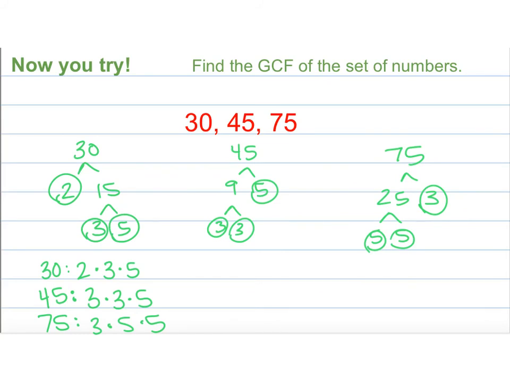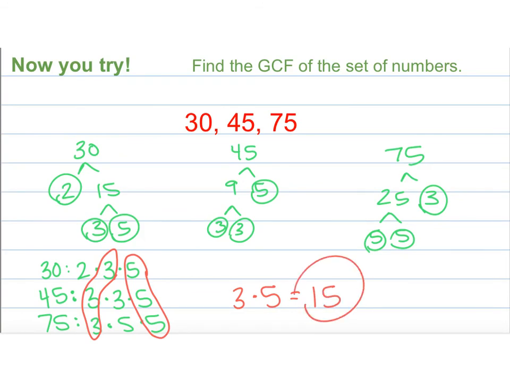Again, look for the pairs, the numbers that they have in common. So I see they have a 5 here, and then they all have a 3 in common as well. And that looks like it. So I would go 3 times 5, which equals 15. So my greatest common factor for those three numbers would be 15.